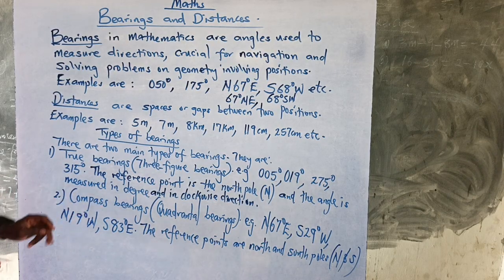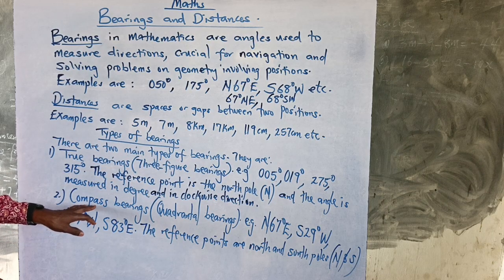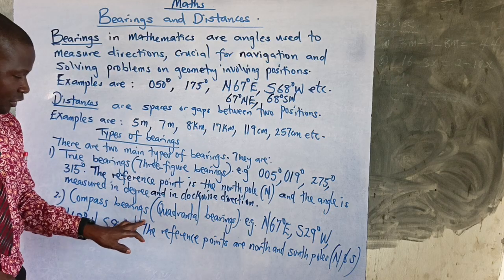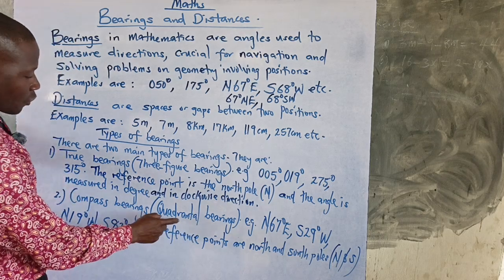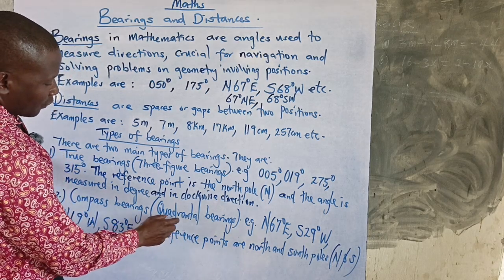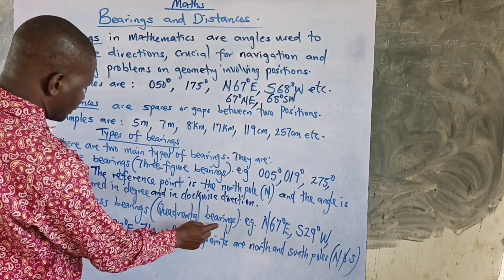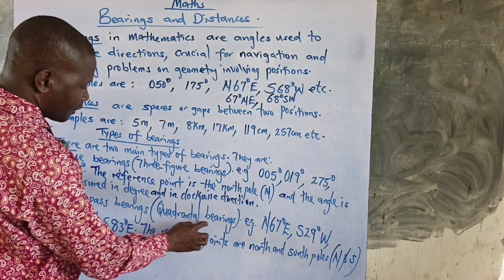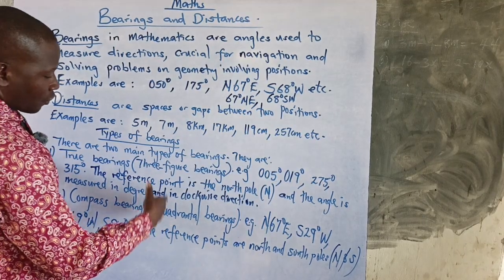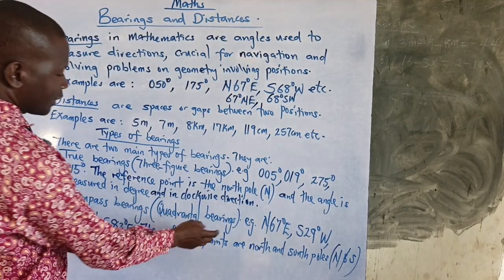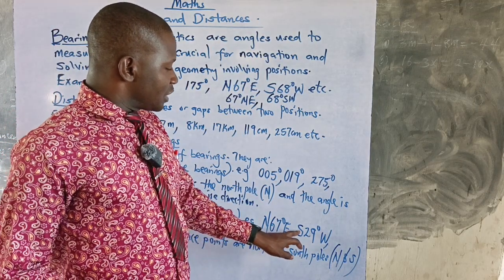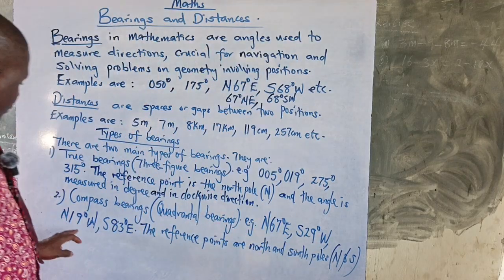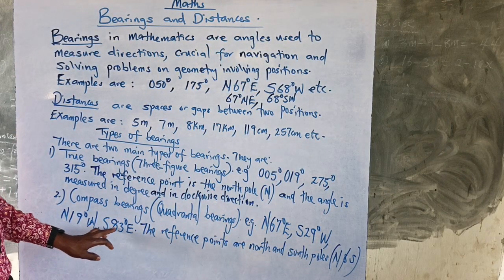Now, the second type of bearing that we have is called compass bearings, or we call it quadrantal bearing. From the word quadrant, we have quadrantal bearing. Another name for compass bearing is quadrantal bearing, and this word quadrantal is from the word quadrant. This quadrantal is an adjective that qualifies this bearing. For example, we have 67 degrees northeast, 29 degrees southwest, 19 degrees northwest, and 30 degrees southeast.